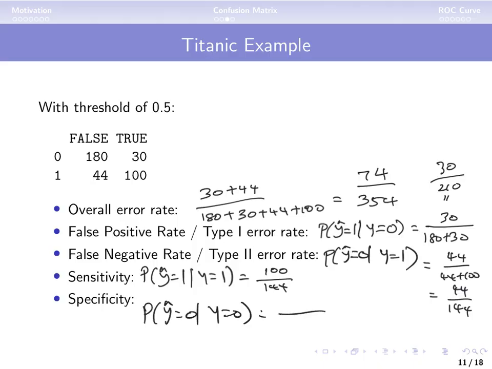So out of all those who are truly 0, which is 210, how many of them were correctly classified as 0? That's 180. So that's how we can find all these values over here.